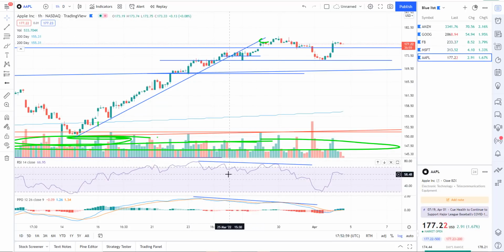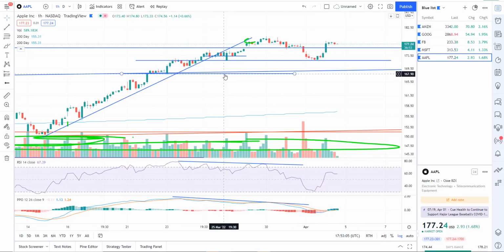So the momentum indicators on both RSI and the PPO have negative momentum or negative divergence, meaning price is continuing to drift higher while momentum is dropping off. It tells me that there's fewer and fewer buyers that are participating in this, and it's about to reverse trend.